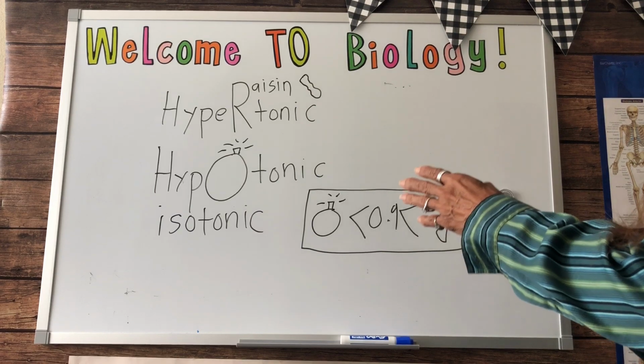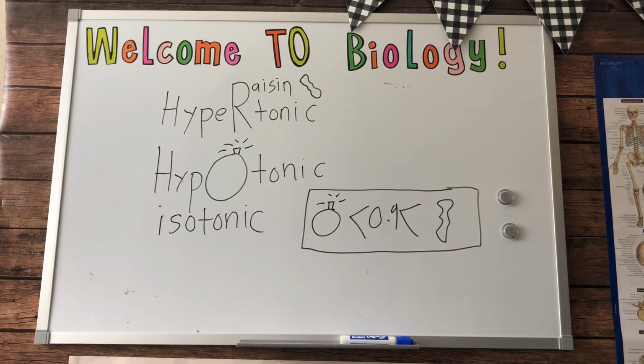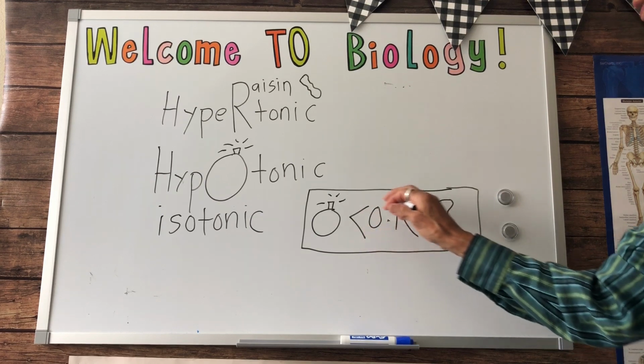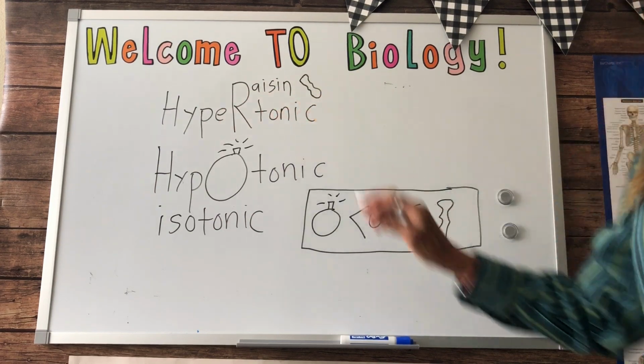So if I give you a question and I tell you I'm dropping a red blood cell into a solution that is 10% salt, you'd say, okay, 10% is much bigger than 0.9. This is going to cause the cell to crenate. And I know cells crenate when they're in a hypertonic solution.